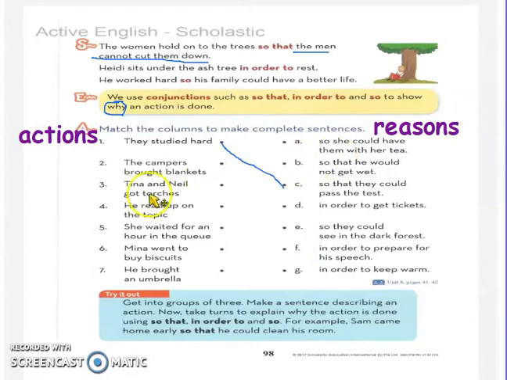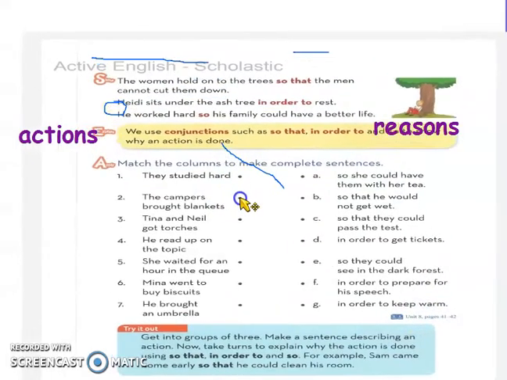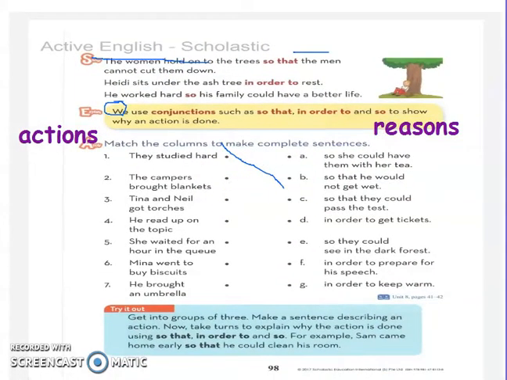Number 2. The campers brought blankets. Why? In order to keep warm. So, 2 with G.